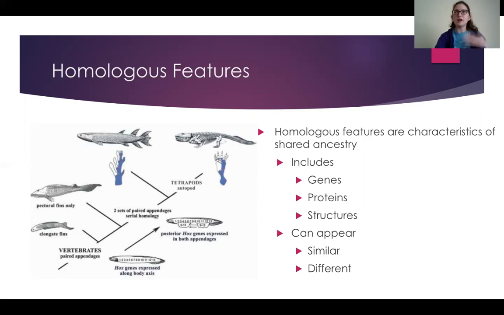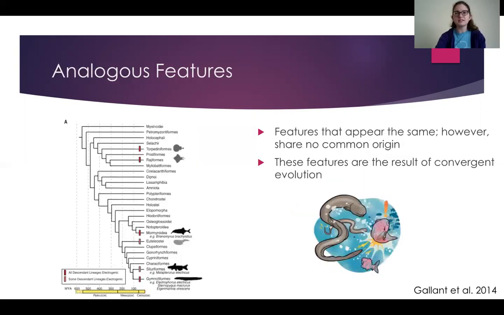Another way that features can arise is through convergent evolution. These are analogous features where the features appear very similar to one another, but there's no common origin. And in this case, the organisms have developed the same features because it is beneficial to them. My favorite example of this is some fish I used to study called electric fish. Electric fish are incredible because these are groupings of fish that have evolved electric organs, and there is no common ancestor to many of these lineages where the common ancestor had an electric organ.